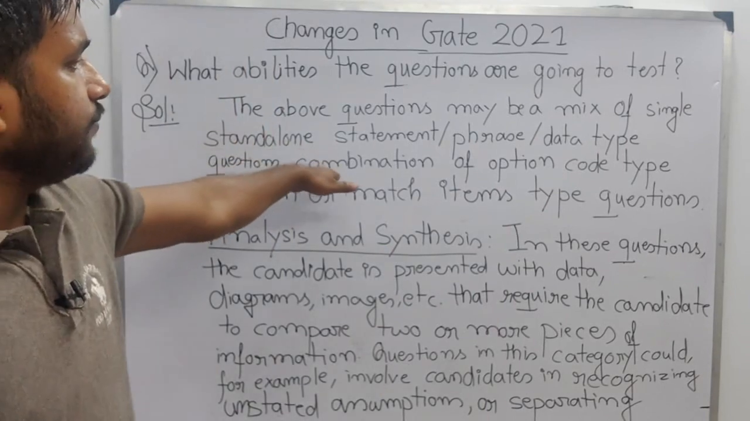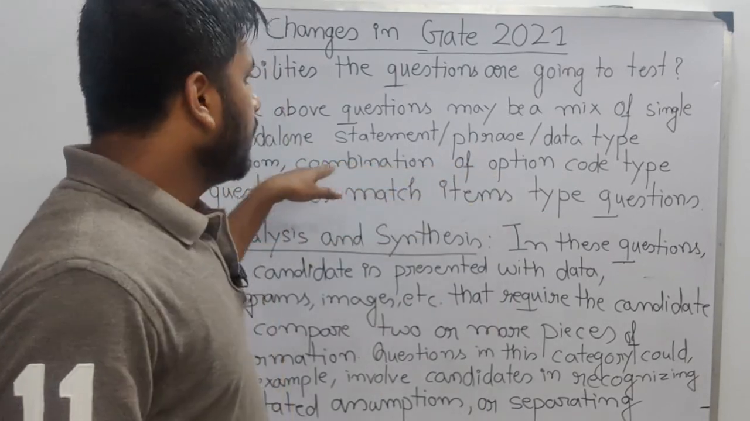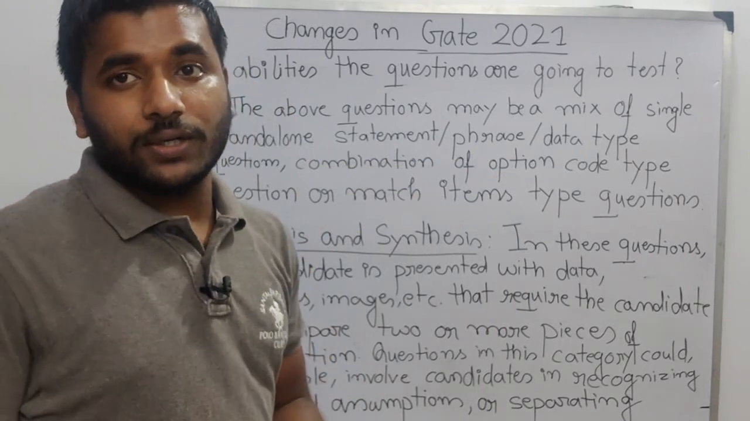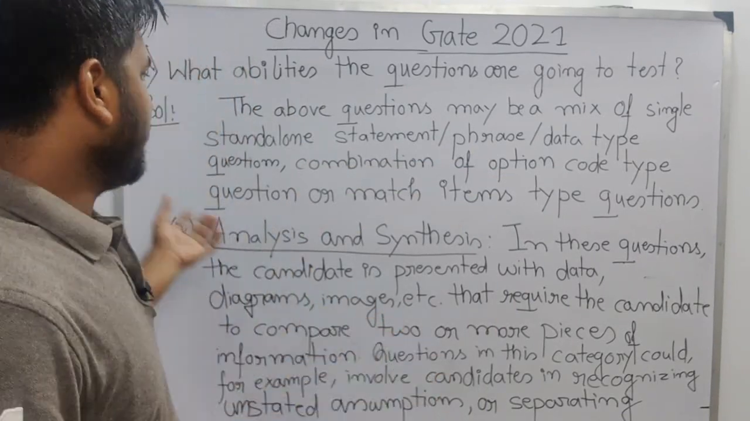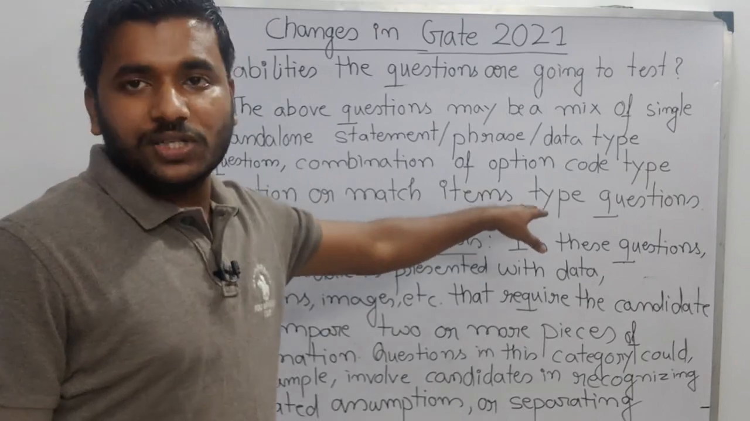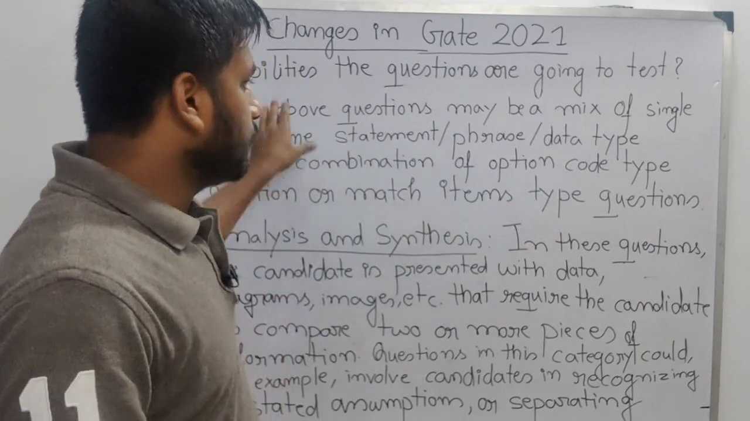Understood? See here, combinations of options, code type questions means more than one option can be correct, or NAT type questions. Like that they are saying. So match item type questions can also be possible from these 3.